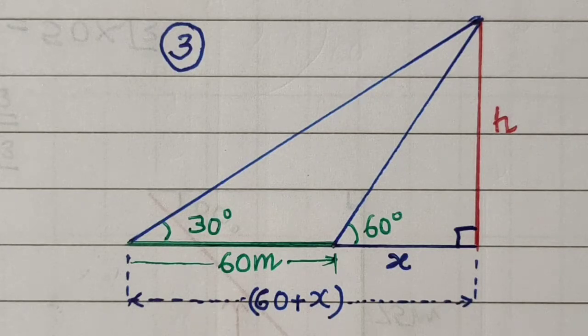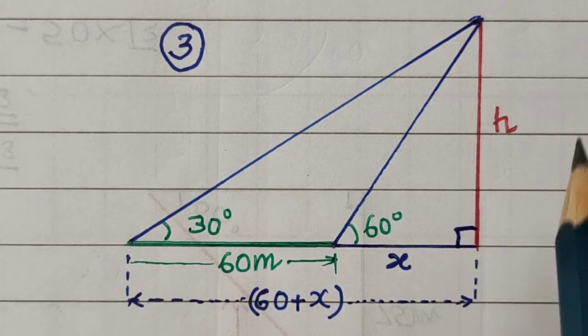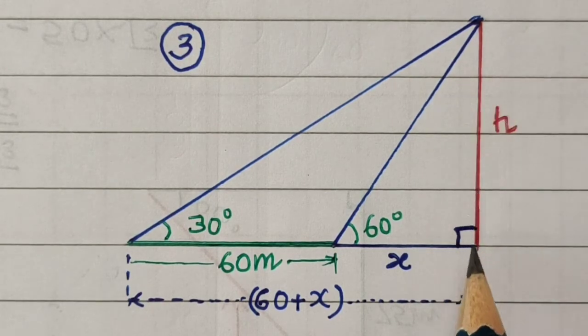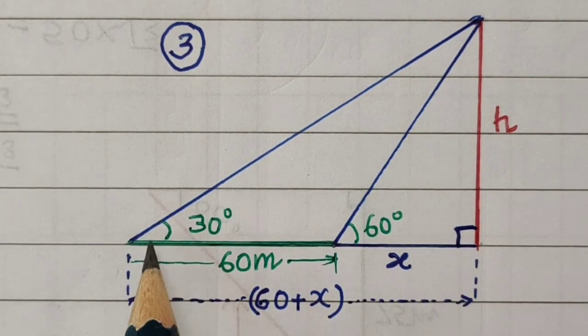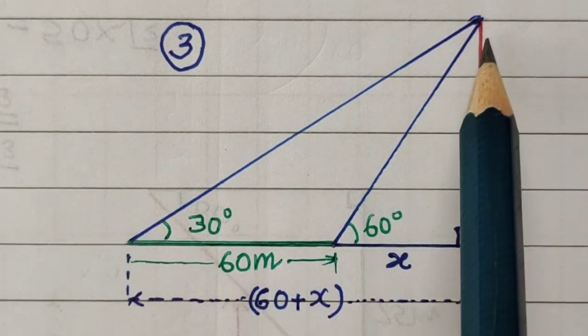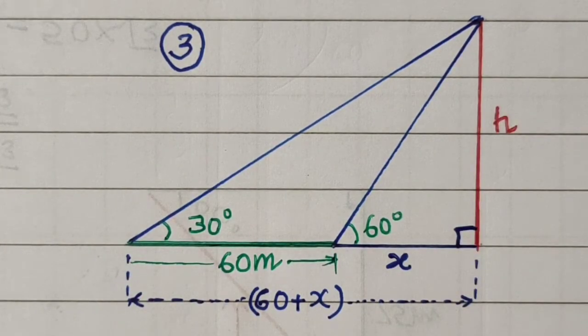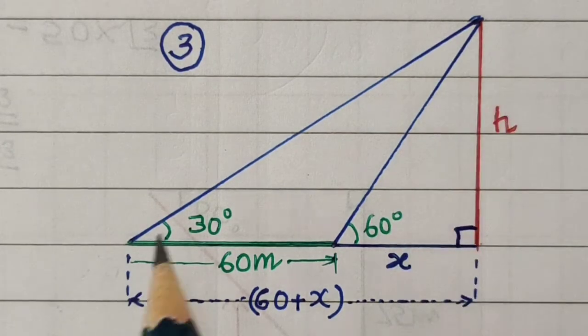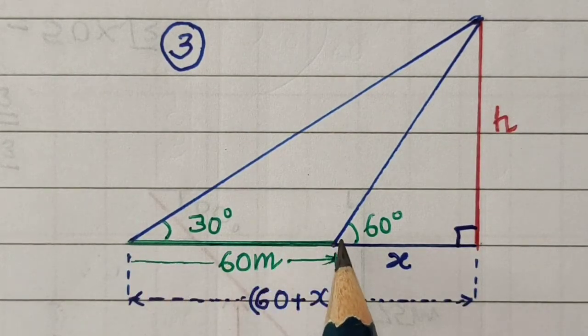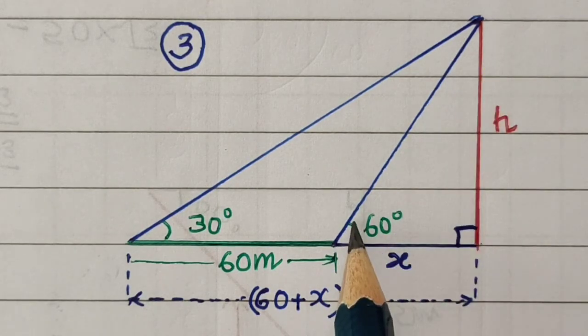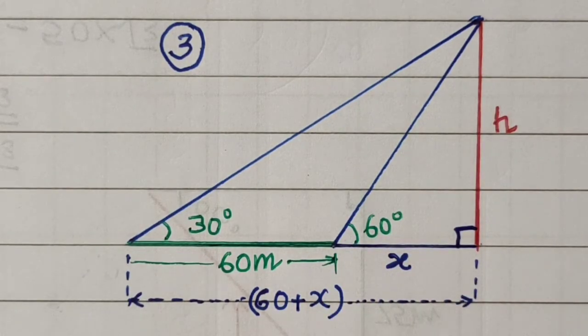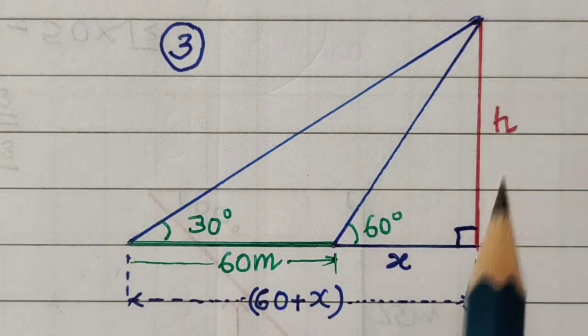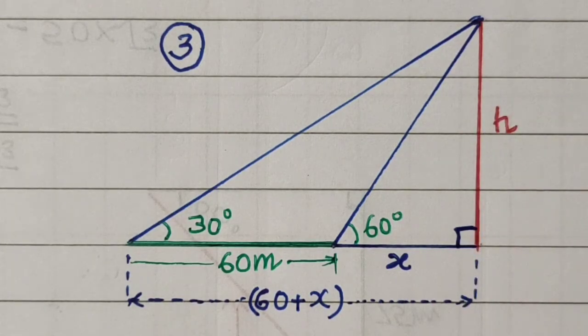Find the height of the building correct to the nearest meter. We need to find out the height of the building to the nearest meter. When he was standing here, the elevation he was getting is 30 degrees to the top of the building, and he walks towards the building 60 meters. He observes from here the elevation is 60 degrees. We need to find out the height of the building.